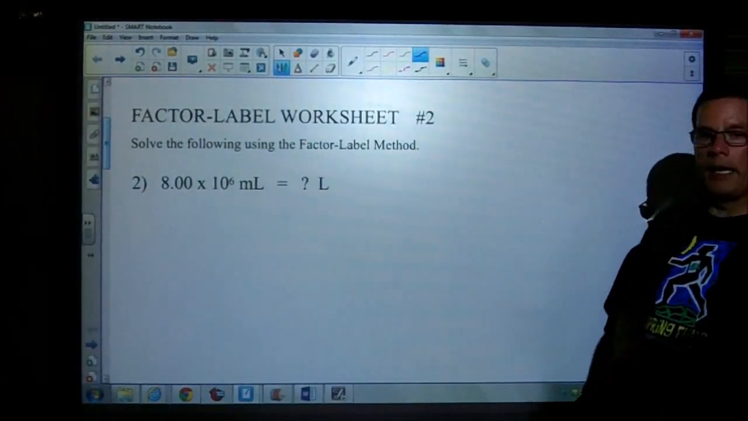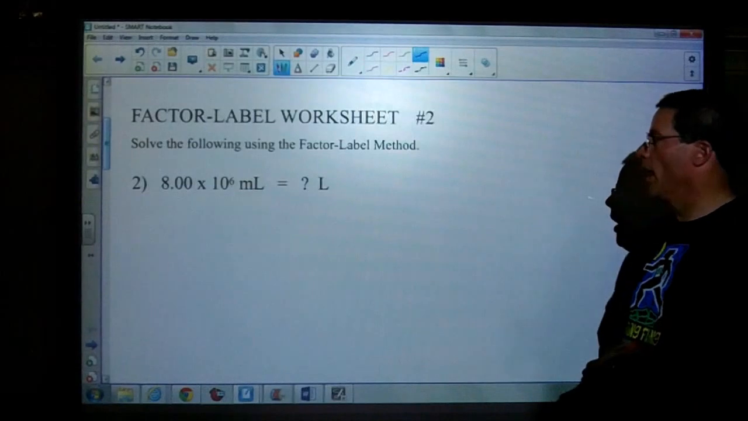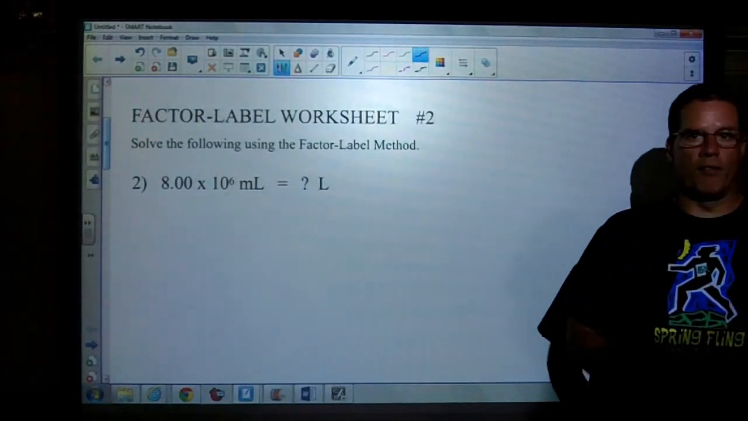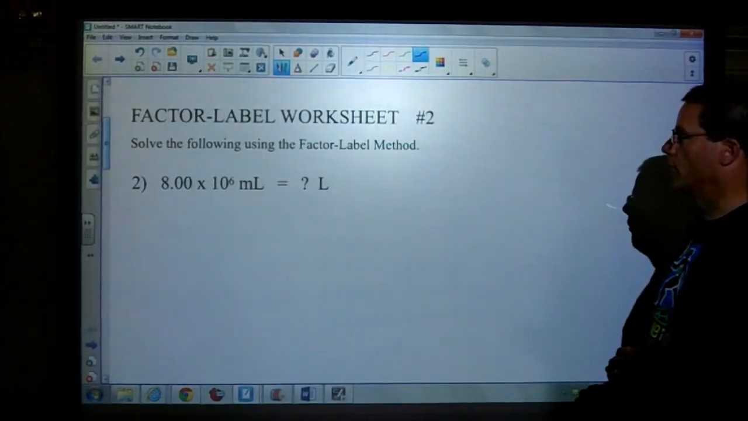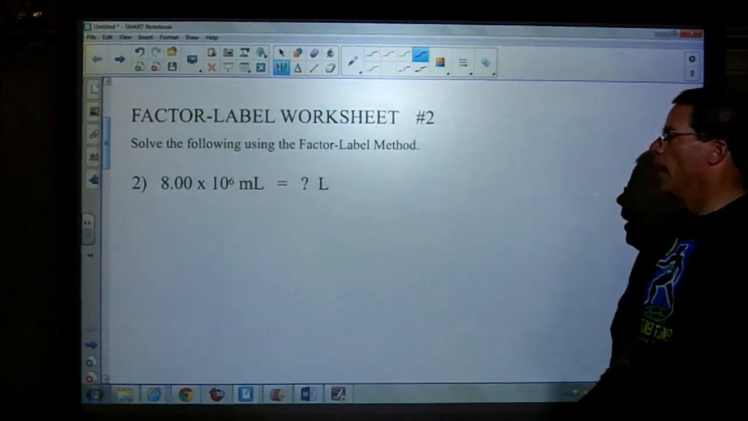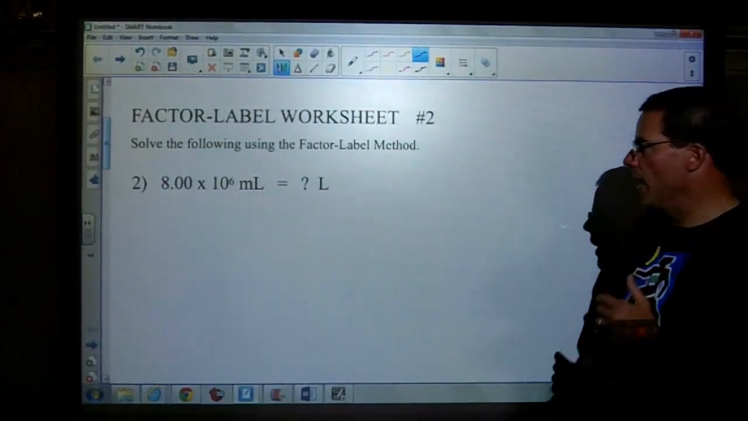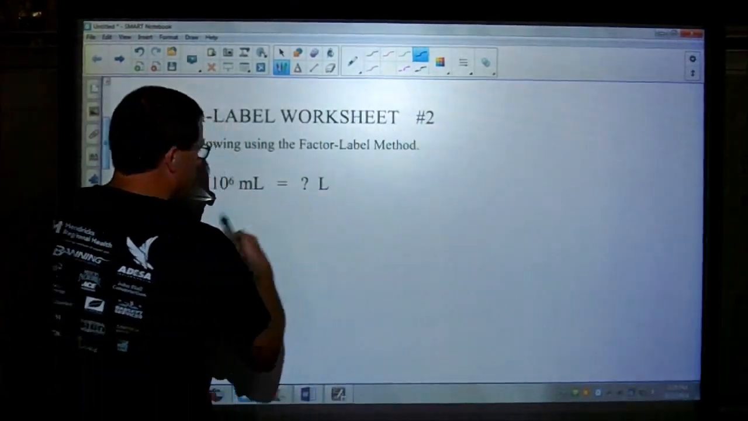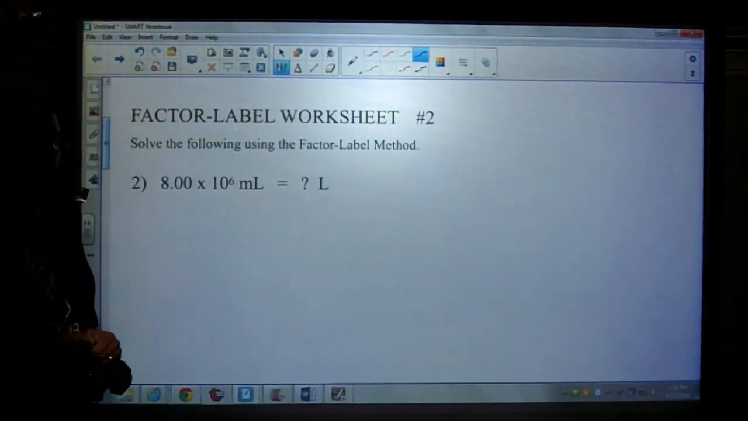Question number 2, and again, I'm doing the evens on this video, so the odds you can find online. Just click and find those to get the answers really quickly once you've worked them out. Question number 2 says that we have 8 times 10 to the 6 milliliters, and it wants to know how many liters that actually is.